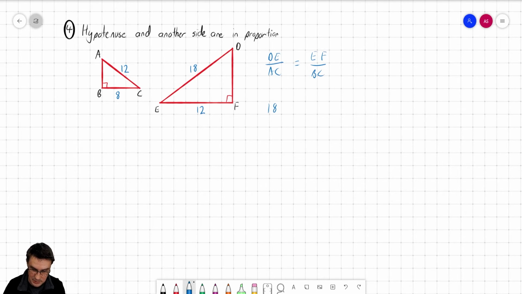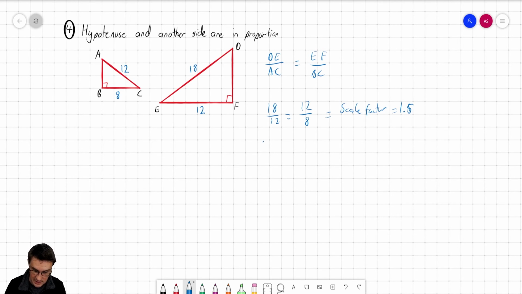So this is going to be 18 over 12, and we want to show that that's equal to 12 over 8. When we do that, we get the scale factor, which in this instance is 1.5. So we do have that proportionality here.